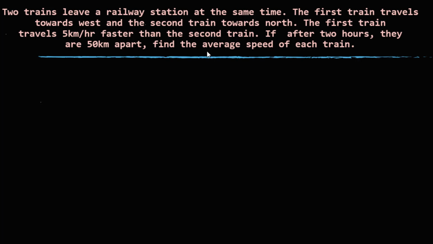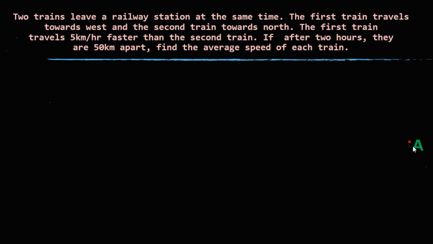So to understand this problem clearly, let us visualize it. Here I am considering point A, which represents the railway station. From this station, the two trains are traveling in two different directions. One is traveling in west direction. I am representing the west direction with a horizontal arrow mark line here.